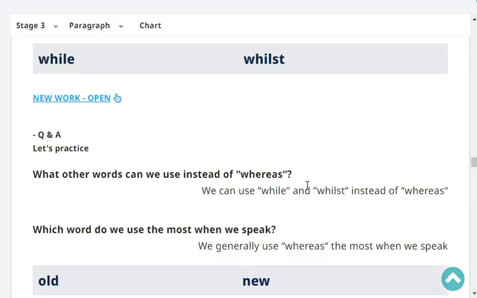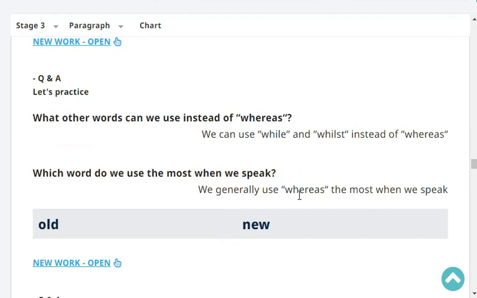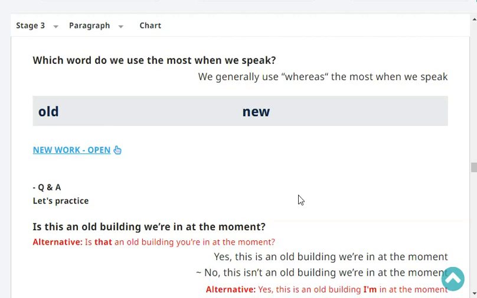What other words can we use instead of whereas? We can use while instead of whereas. Very good. Which word do we use the most when we speak? We generally use whereas the most when we speak.